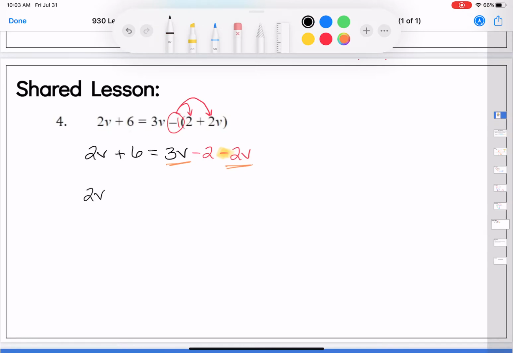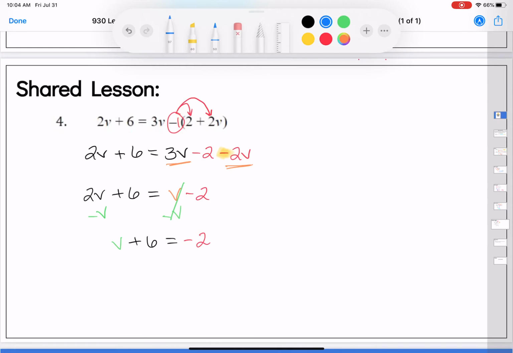So keeping the 2v plus 6 on the left. 3v minus 2v gives me just 1v. I like to write it as just v. You can write 1v if you want to. It's up to you. And then I still have my minus 2 over here that hasn't been touched yet. Okay, moving my variables over to the left next. So I'm going to subtract v from both sides. Over here they cancel. 2v minus v gives me 1v left. I'm just going to write it as v. You could always write it as 1v if you'd like to. So I have v plus 6 left on that side equals negative 2.